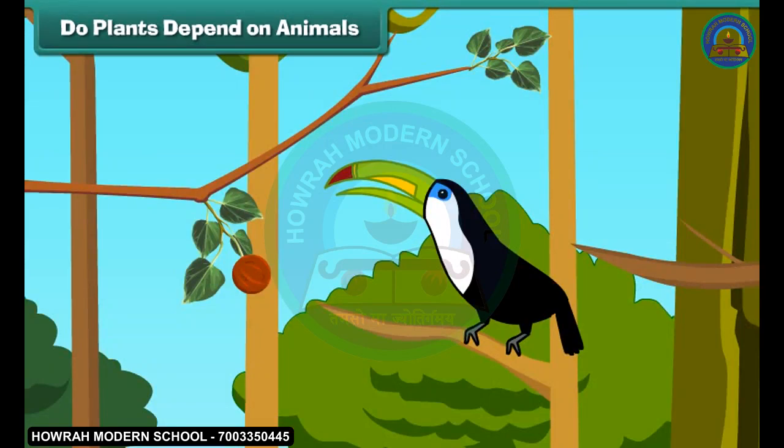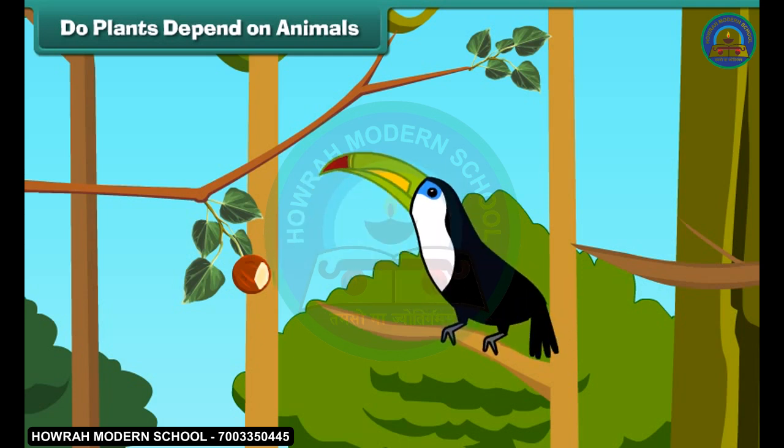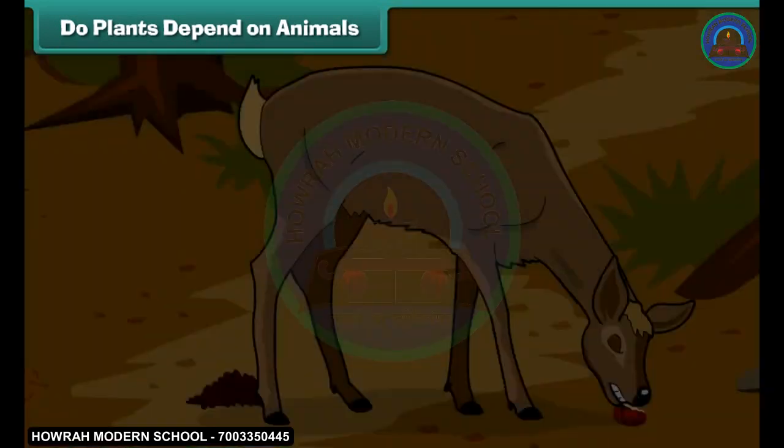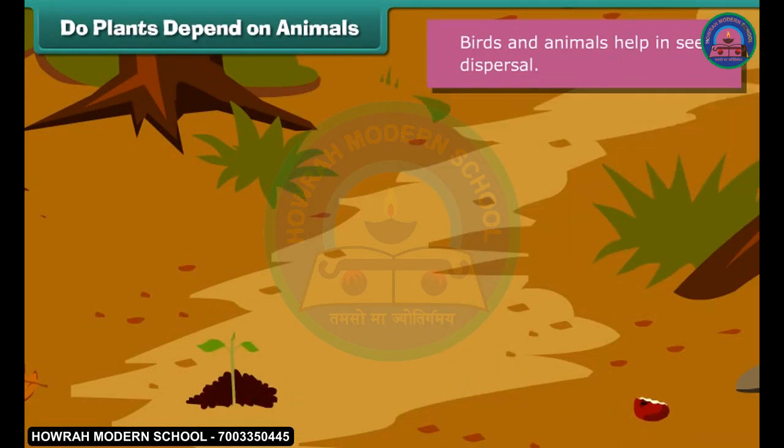The brightly colored, sweet-tasting pulp of fruits attracts the birds and animals. Birds and animals eat the fruit and help in spreading the seeds. This way, the animals help plants to survive and flourish.